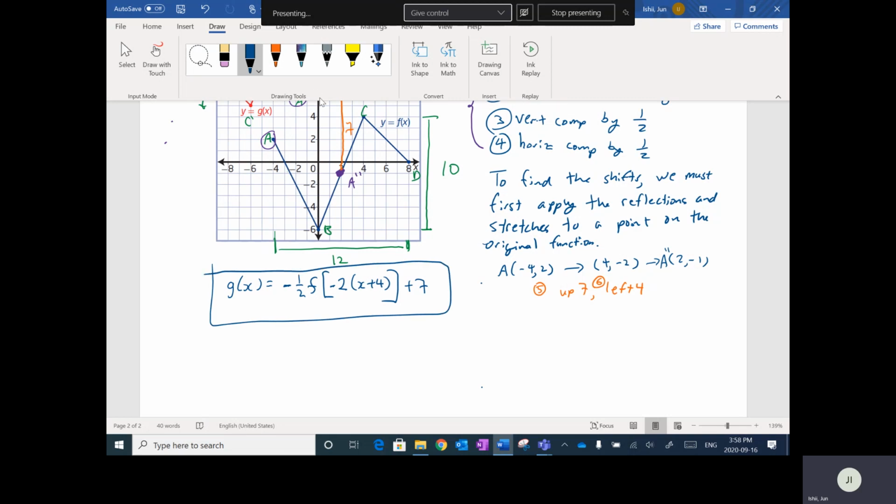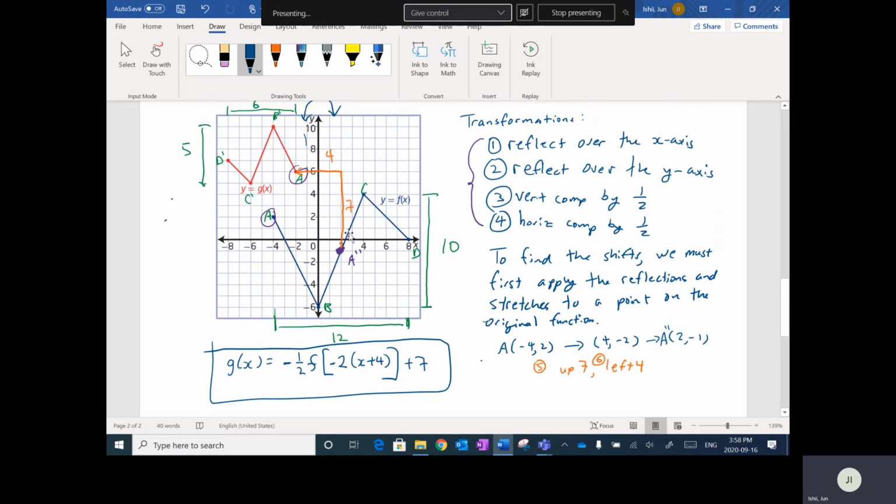Yes, a lot of things going on right here. When you're going from the graph of the original to the final and trying to find the equation, you need to do the reflections and stretches first, apply them to a specific point, get the intermediate point, and then from there you can count your shifts. If I used point C, which was 4, 4, instead of point A, which was -4, 2, and did the same things, you'll see that the shifts are still the same. Wherever C double prime is, you'd still have to go up 7 and left 4 to get to the new point. All right, cool.